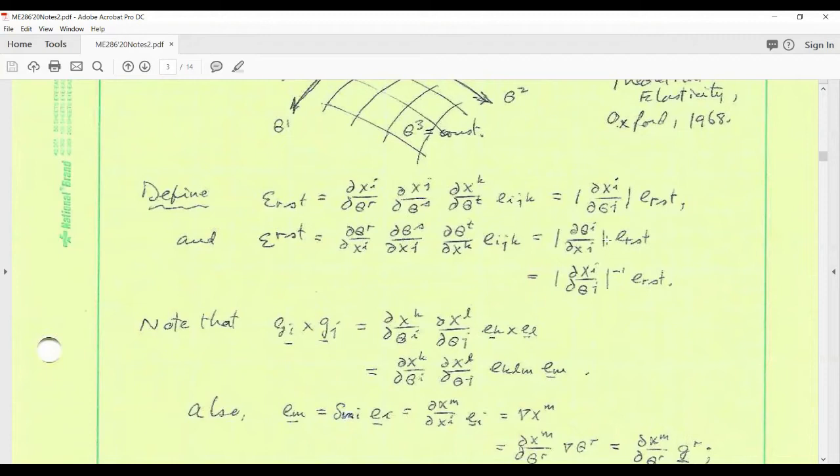I should have done so here. So that e super rst is just exactly equal to e sub rst. Okay. This determinant, on the other hand, is the reciprocal of this determinant. We get this.